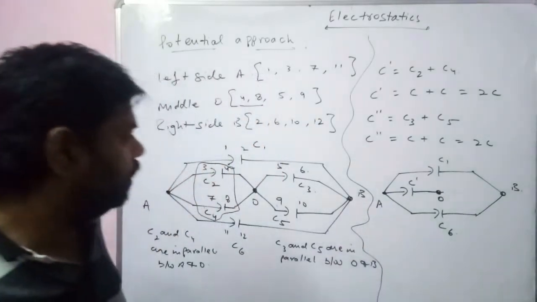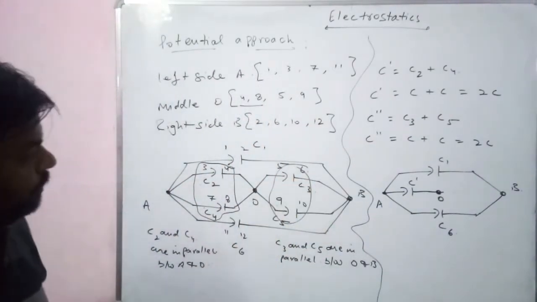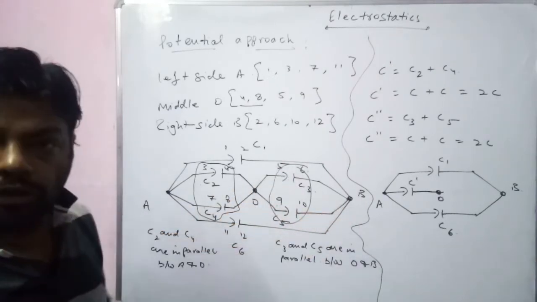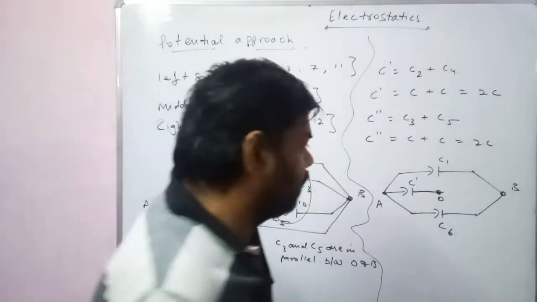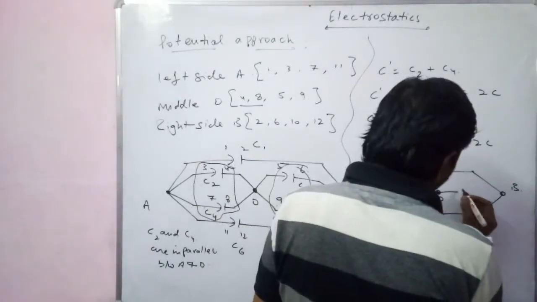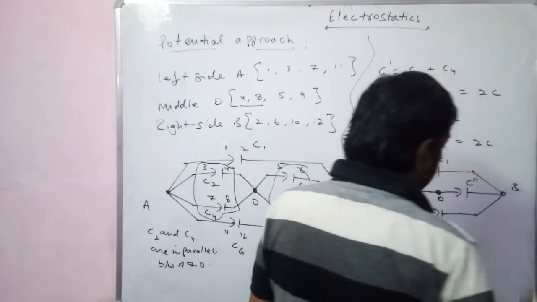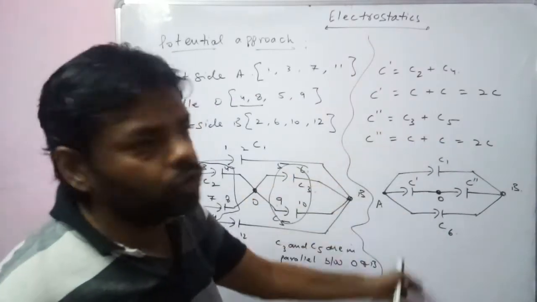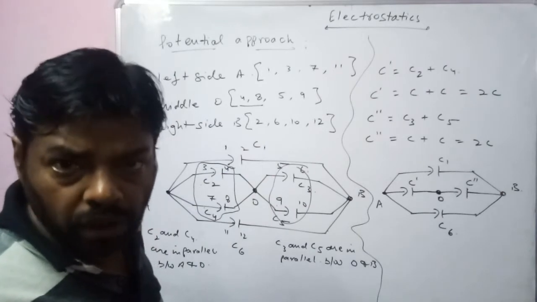Now take a look at the equivalent of C3 and C5. The capacitors are connected between O and B, so their equivalent is to be connected between O and B. The equivalent is C double dash. Clear? Now it becomes quite simple when we are using this technique.